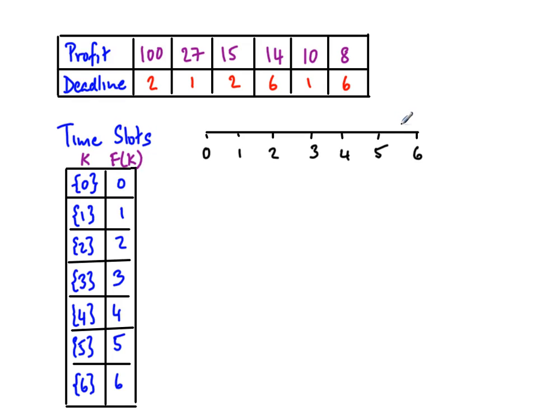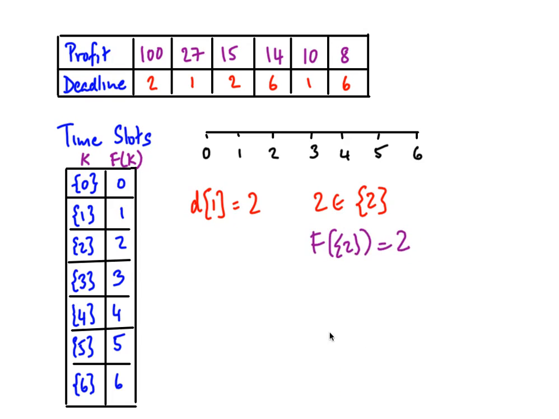So k is 0, 1, 2, 3, 4, 5, 6, each a singleton set, and f of i is equal to i for each set containing the element i. Now we look at the first job. So if you look at the first job, we find that the deadline of the first job is 2. So 2 belongs to the set containing 2 in this case. So this is the set we have to look at. And now we have that f of this set is 2. So implicitly what this means is that we are going to assign job 1 to time slot 2.